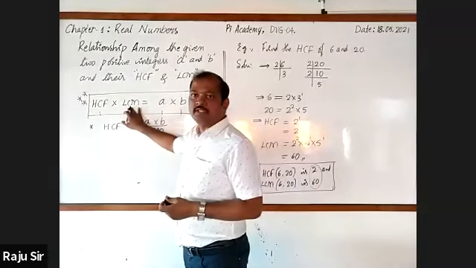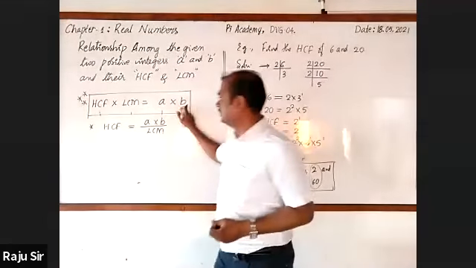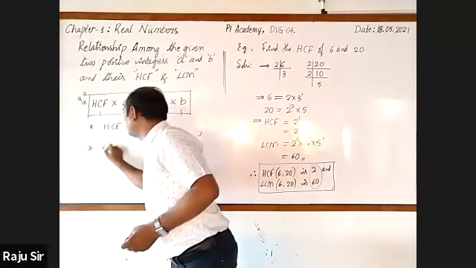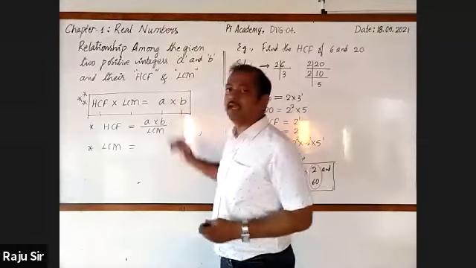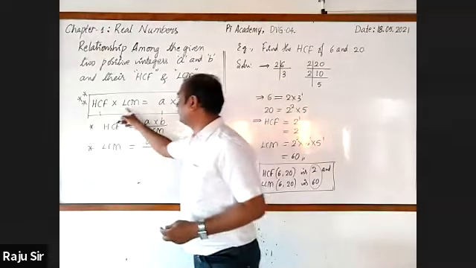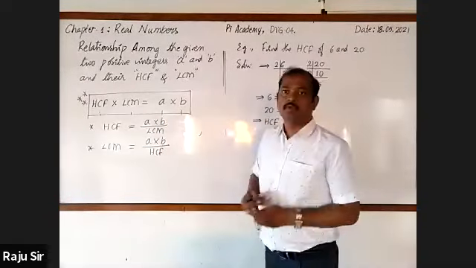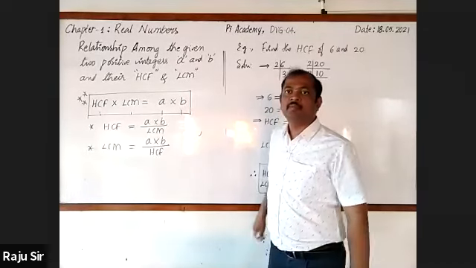You need to find out LCM, or else they'll give HCF and the given numbers. Under such condition, to find out LCM, you can write it as A into B by HCF. Hope that you are writing with me.